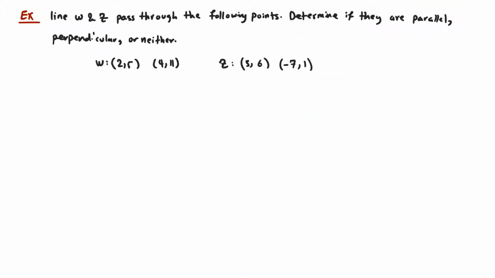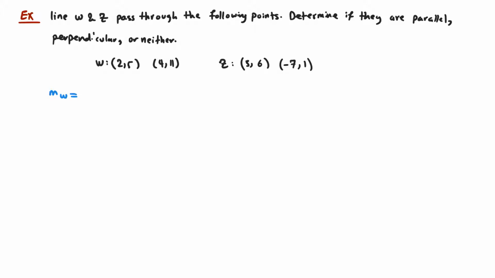Okay, our next example says that lines W and Z pass through the following points. Determine if they are parallel, perpendicular, or neither. So we're given some information. We are given the points that W goes through and Z goes through. And to figure out if they're parallel, perpendicular, or neither, we have to find both of the slopes and actually make a comparison. So I'm going to calculate MW over here.